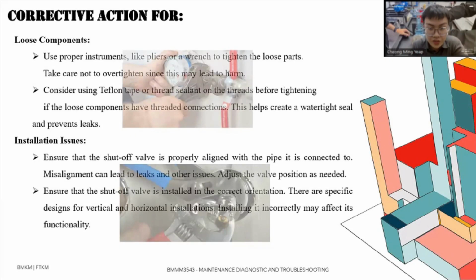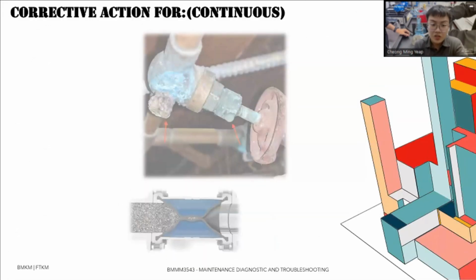Installation issues refer to connections that are not properly tightened during assembly, or the valve itself being damaged during installation. This may lead to water leakage in the future, so it is important to ensure the correct installation of the shut-off valve and that all connections are secure to prevent water leakage. The first action to prevent installation issues is to ensure that the shut-off valve is properly aligned with the part it is connected to. Misalignment can lead to leaks and other issues. Adjust the valve positions as needed. Next, ensure that the shut-off valve is installed in the correct orientation. There are specific designs for vertical and horizontal installations. Installing it incorrectly may affect its functionality, which will lead to water leakage.